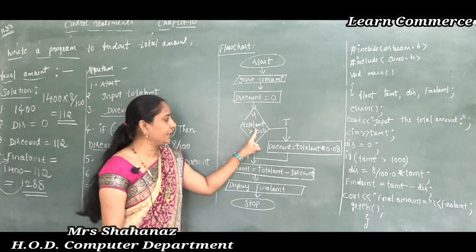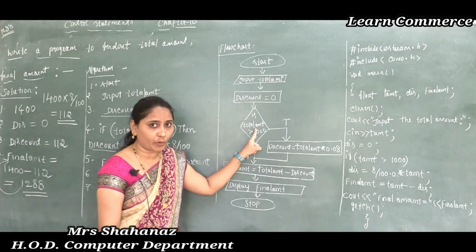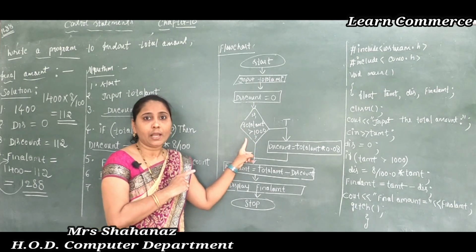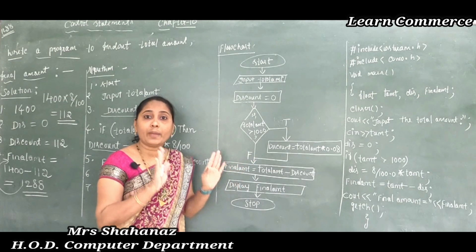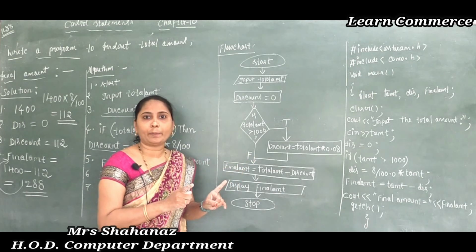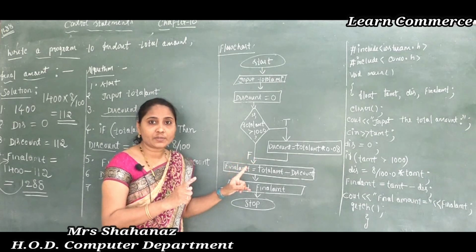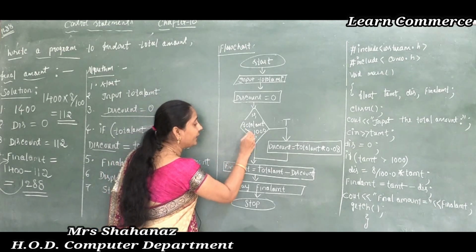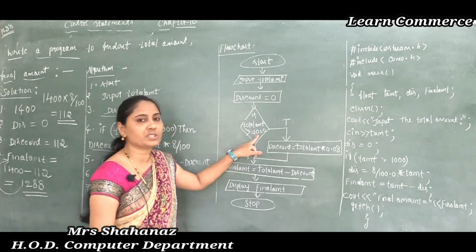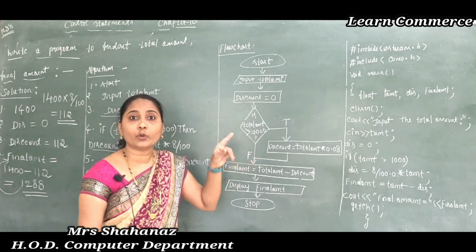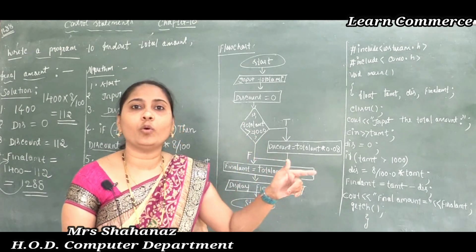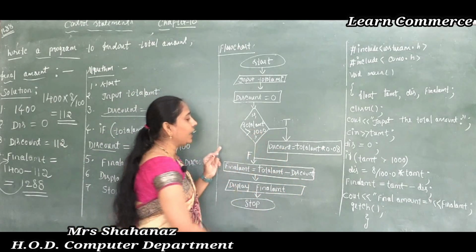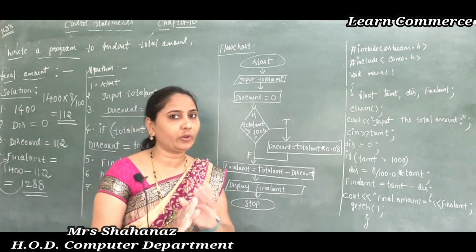Understood? When does this condition apply? When you give the total amount more than 1000, maybe 1001, it applies. Maybe 900, it does not apply. Even if it is 1000, it does not apply. Why? That means we can say greater than 1000. If you use greater than or equal to, then it applies to 1000 also. If only greater than is given, then even if the total amount is 1000, it does not apply.